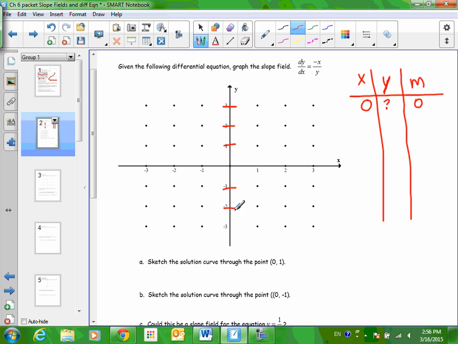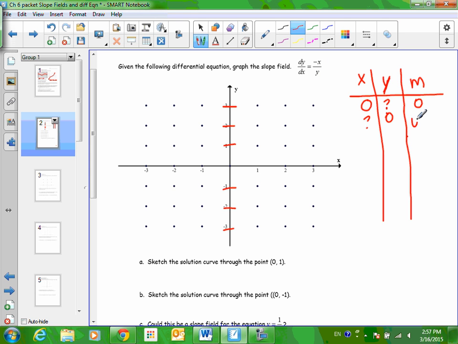Now I'm going to skip over 0, 0. I'm going to skip over that one for now. What about if Y is 0? Speaking of patterns, there's another one here. Forgetting what X is, if Y is 0, what's a number divided by 0?